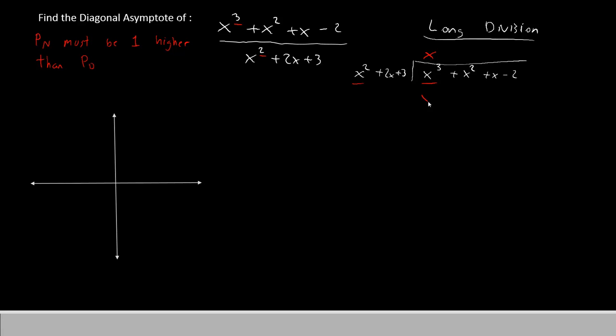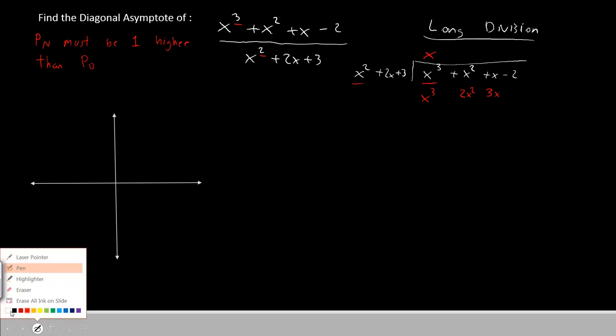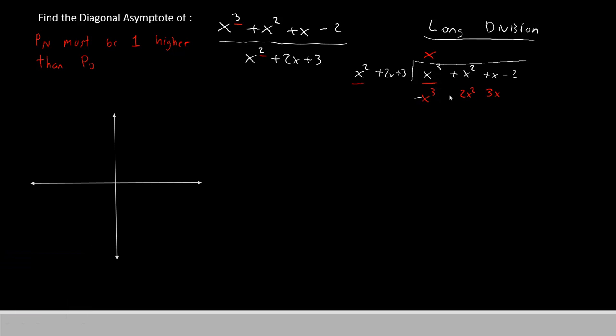X times x squared is x third. X times 2x is 2x squared. X times 3 is 3x. After that, you change all of the signs of the terms you've just gotten. X to the third minus x to the third cancels out. X squared minus 2x squared gives us negative x squared, and x minus 3x gives us minus 2x. Then we bring down the negative 2, put it on the side.